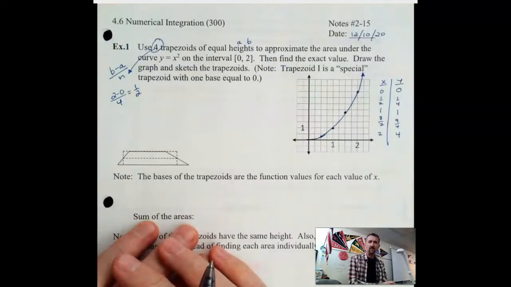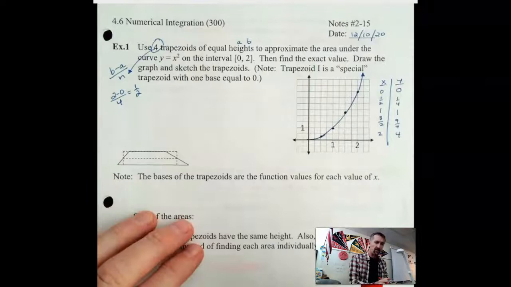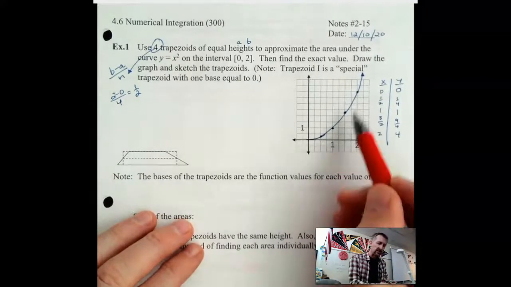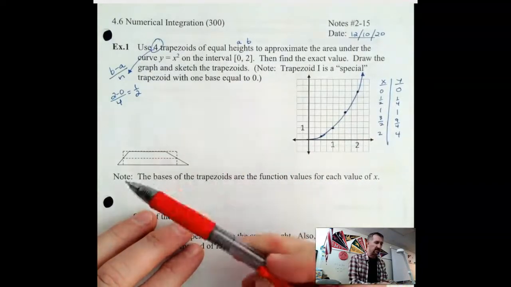Our last lesson for chapter 4 is called Numerical Integration. But it's pretty similar to when we did Riemann sums. We used rectangles to approximate the area under the curve. So I've already set this up if you need to pause it and catch up to me.